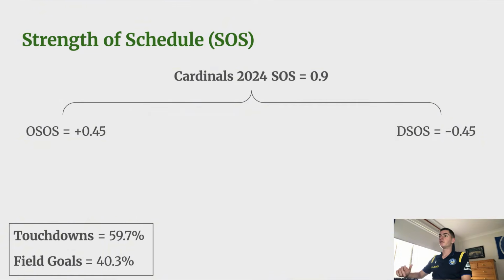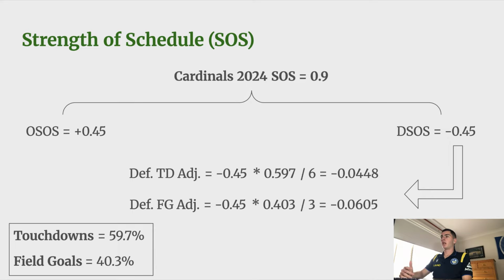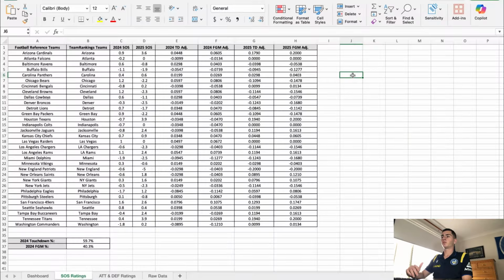The defensive adjustments apply the same exact magnitudes in reverse. They subtract the equivalent SOS effect to reflect that stronger opponents tend to inflate points allowed. And these touchdown and field goal adjustments are then recorded in this table here so that they can be added directly to each team's 2024 and 25 offensive and defensive totals to create SOS adjusted statistics.